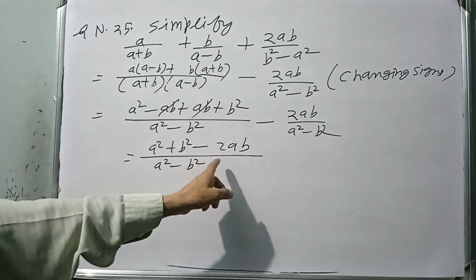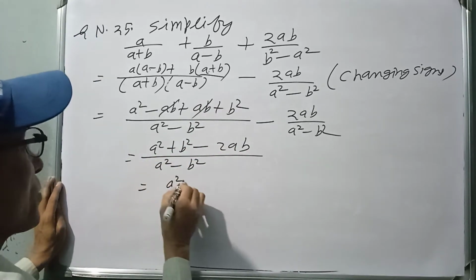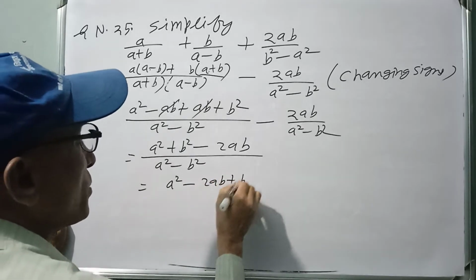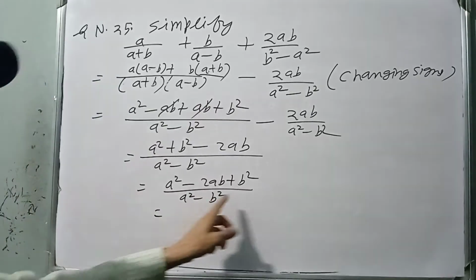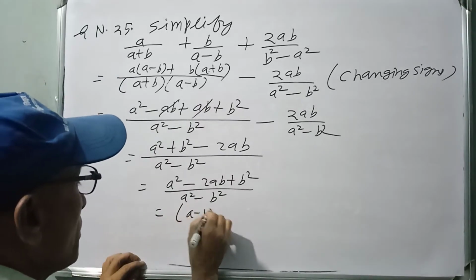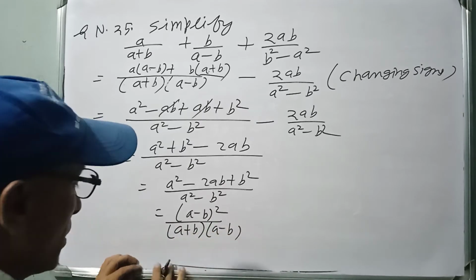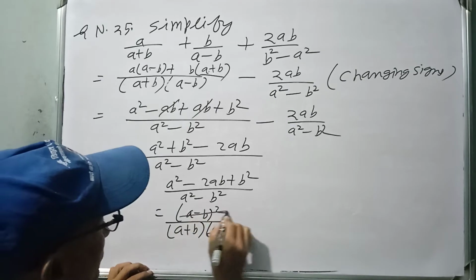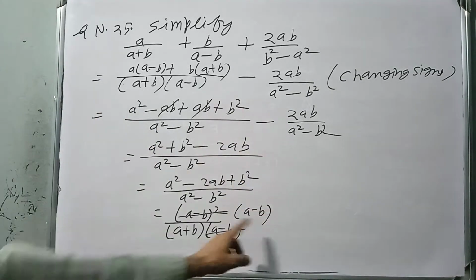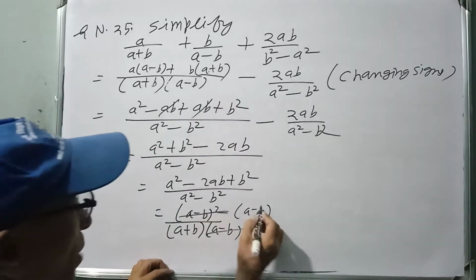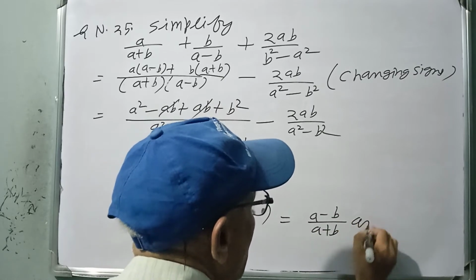What formula is this? A square plus b square minus twice ab. Can you write it as a square minus twice ab plus b square upon a square minus b square? This is a minus b whole square upon a plus b into a minus b. Cutting one a minus b from the a plus b times a minus b in the denominator leaves a minus b. A minus b whole square is a minus b into a minus b. Cancel one a minus b, one remains. A minus b upon a plus b is the answer.